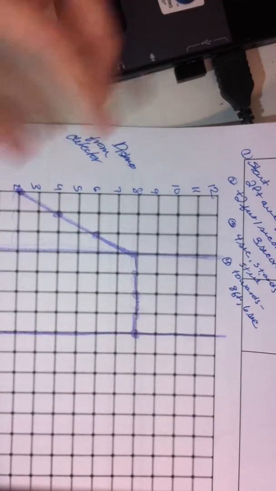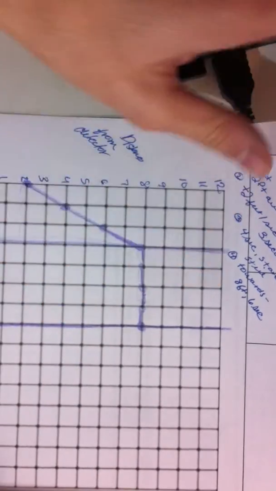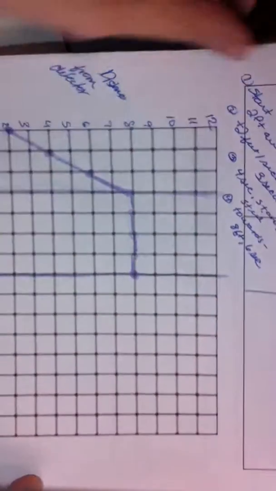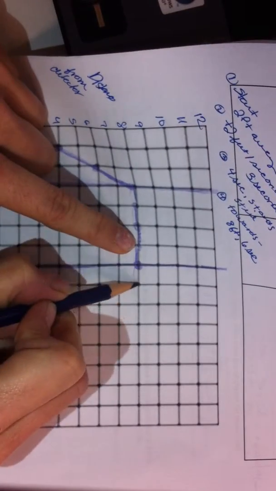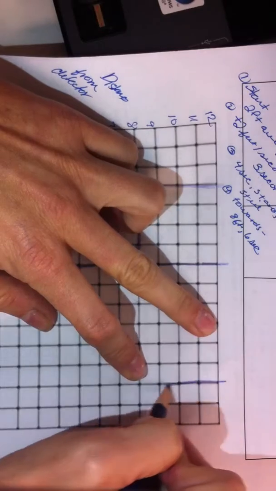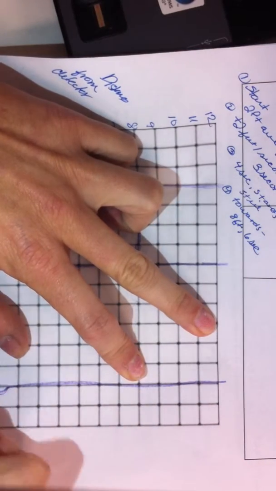All right, and last section. It does tell me how many seconds. I go 8 feet in 6 seconds. So count out 6 seconds. 1, 2, 3, 4, 5, 6. So this section lasts 6 seconds. So I'm going to make my last section right here.